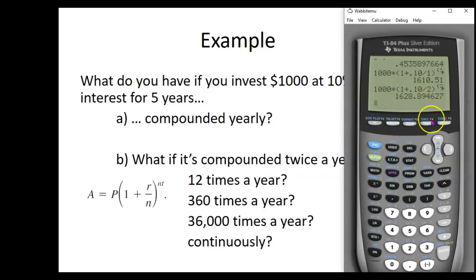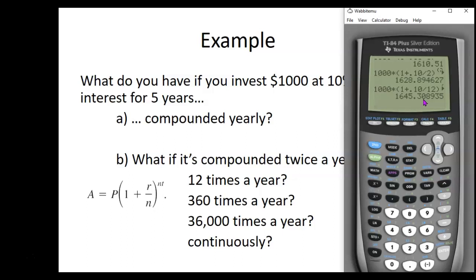What if the interest is compounded 12 times a year? So monthly would be 12 times a year. So now the number we put in for N is 12. We're evaluating 1,000 times, in parentheses, 1 plus 0.10 divided by 12, to the, in parentheses, 12 times 5 power. And that comes out as $1,645.30 if we round to the nearest cent, 2 places after the decimal point.